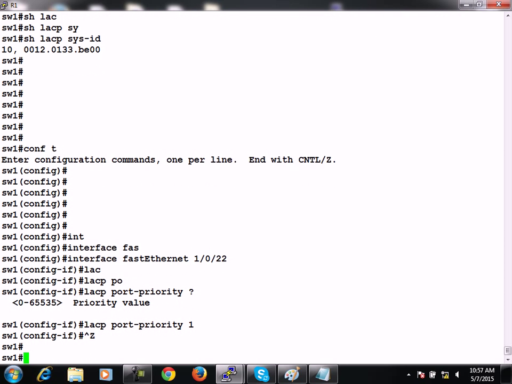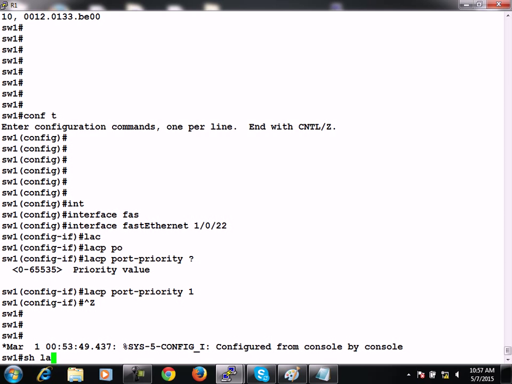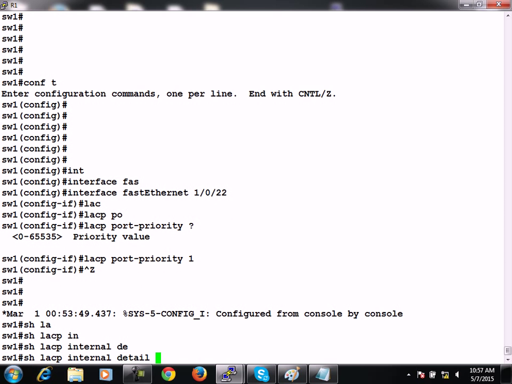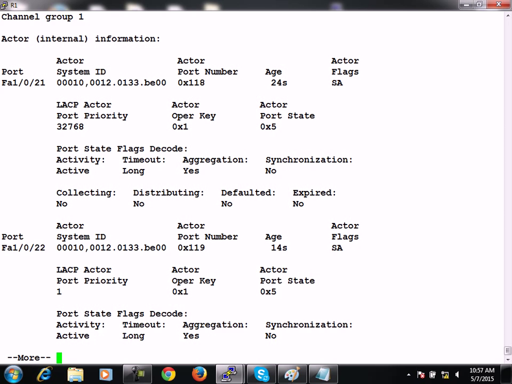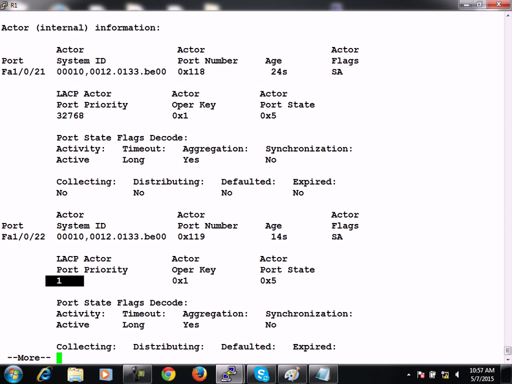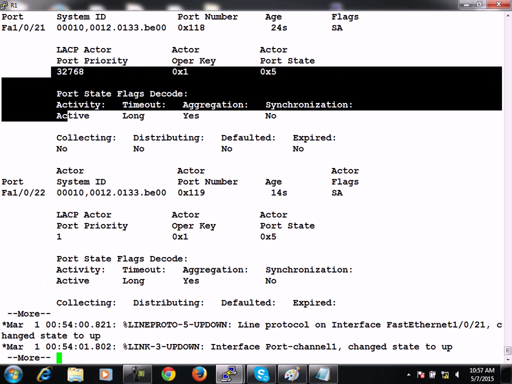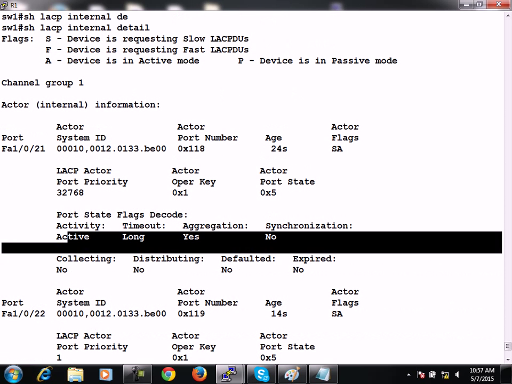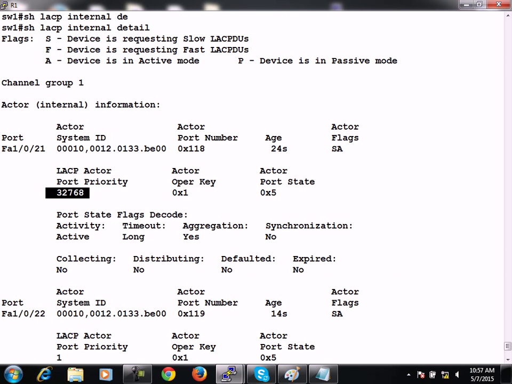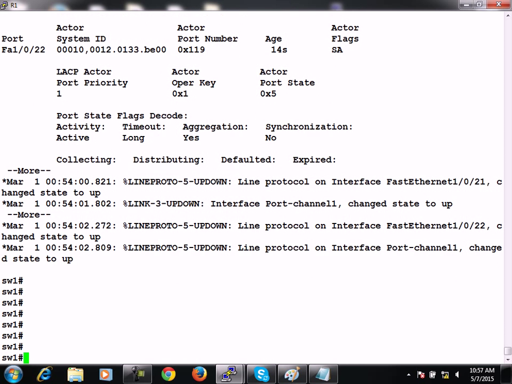Fine. So if you configure its port priority as 1, now you see show LACP internal details. So on 22 you will see that its port priority will be 1, you see, on 22 only, right? However, on 21 it still has its port priority as 32768. Understood? So in this way you can modify the configuration of LACP. You can manipulate your LACP election in this way only. Fine.